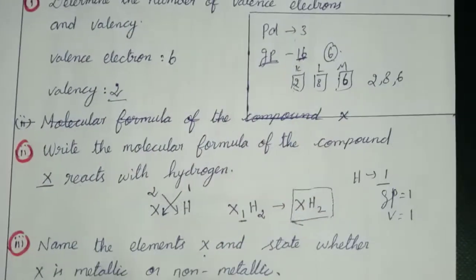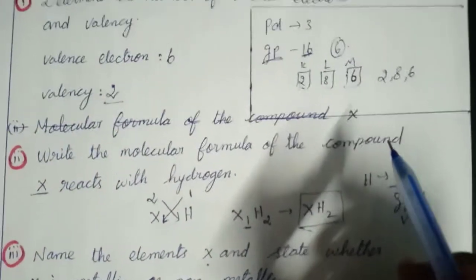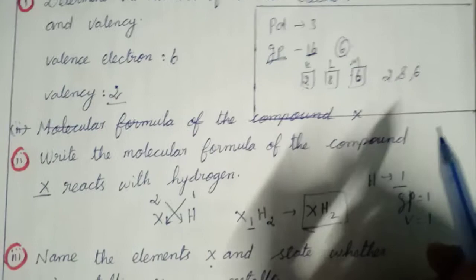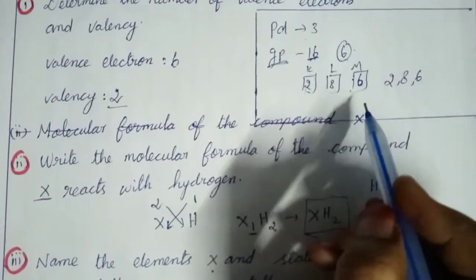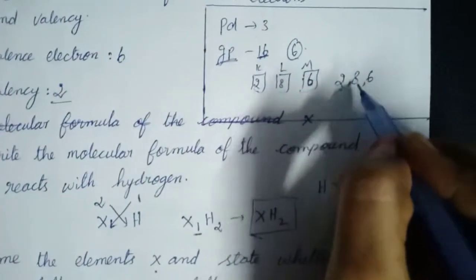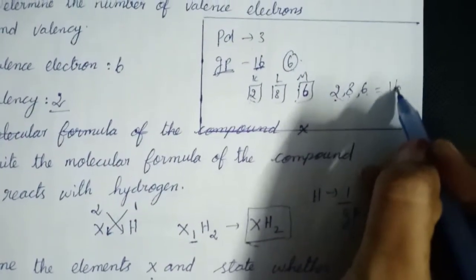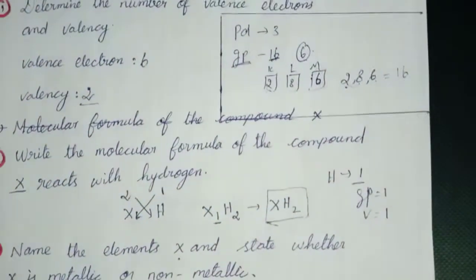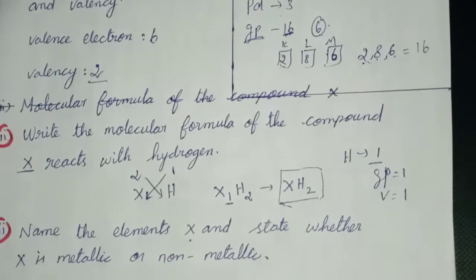So how do we know the name of an element? First we find the atomic number. The number of electrons is equal to its atomic number. So how many electrons? 2 plus 8 plus 6 equals 16. So which element has atomic number 16?